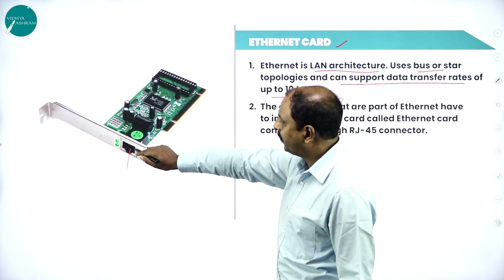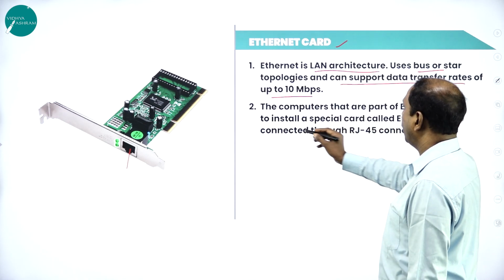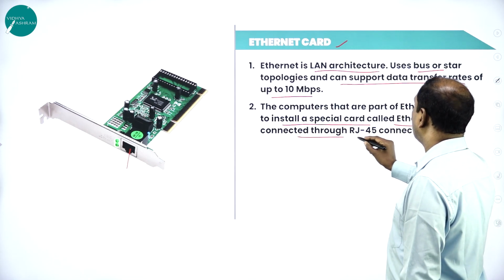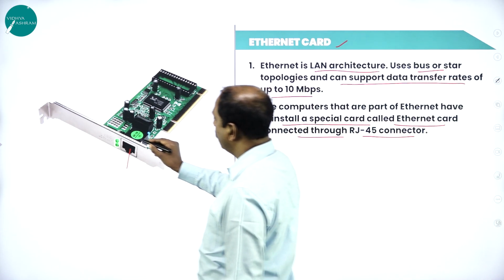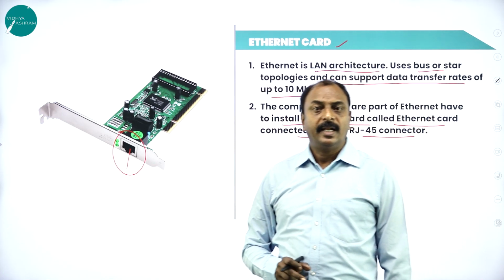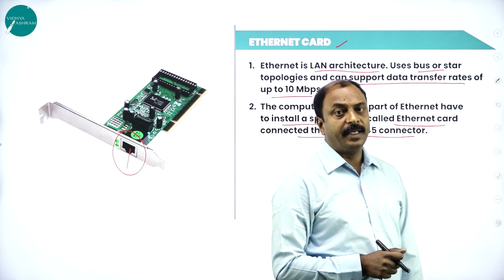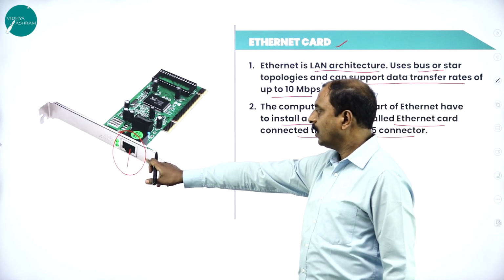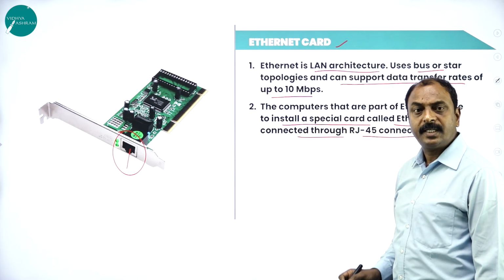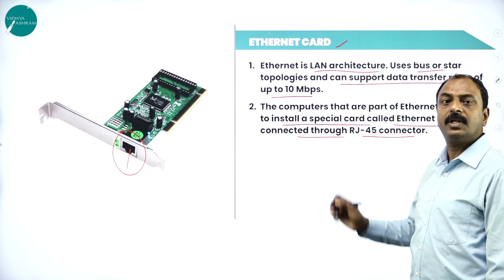This is the place where we insert the networking cables. The computers that are part of Ethernet have to install a special card called the Ethernet card, connected through the RJ45 connector. The name of this connector is RJ45. Normally in our landline connectivity you find the RJ11 connector, and for data communication we use the RJ45 connector. We use this for connecting the network cable to the computer through the Ethernet card. This is one of the network devices.